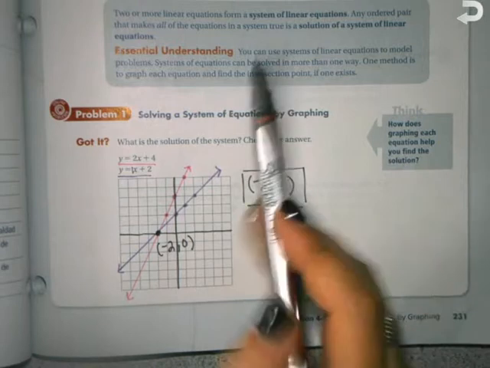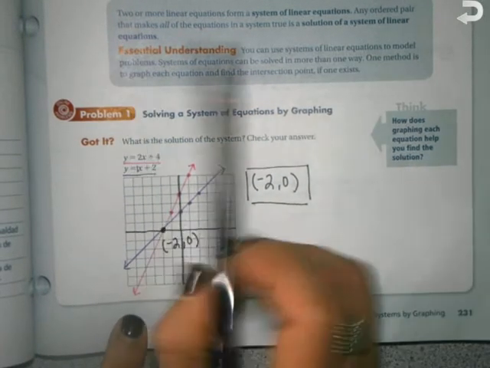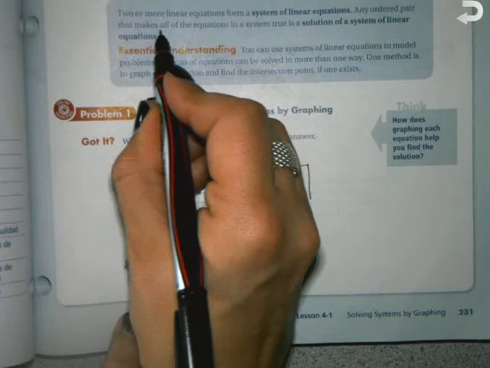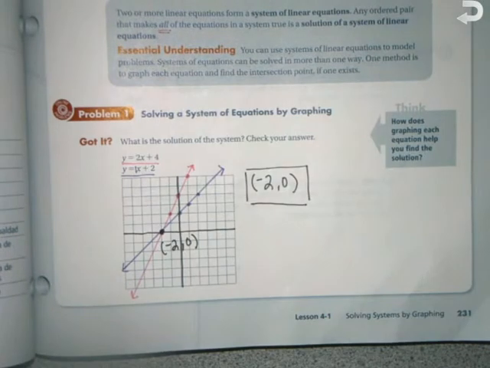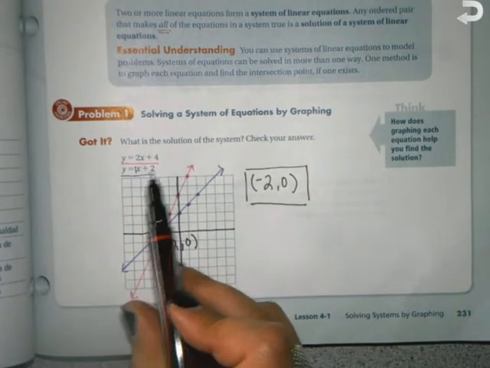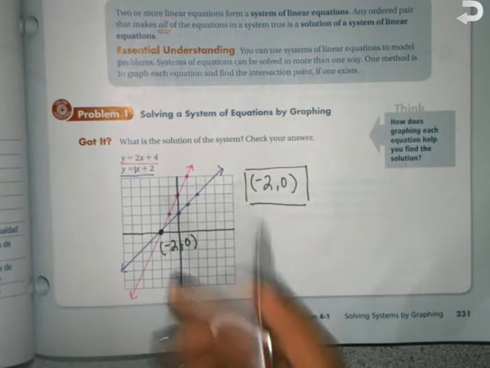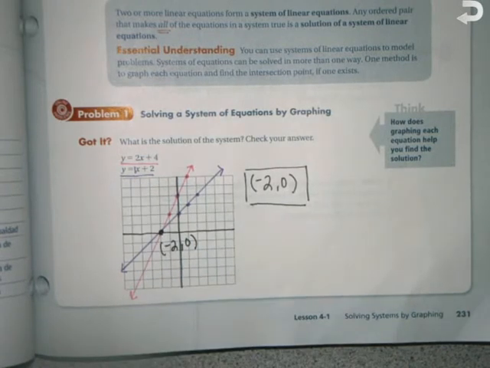Back to our definition, it says that a solution of a system of linear equations is an ordered pair that makes all of the equations true. So that means if I were to plug in negative 2, 0 to the first equation, it's a true statement, and negative 2, 0 to the second equation, I should still get a true statement. So let's actually check our answer.